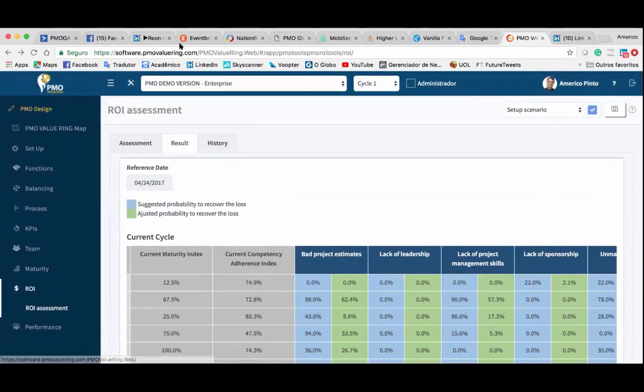But again, what you have to keep in your mind when we talk about the ROI model, you have to understand which problems you have, you have to understand your loss, and you have to know the cost of your PMO. If you have these 3 pieces of information, you can try to find an estimation of the return of your PMO.